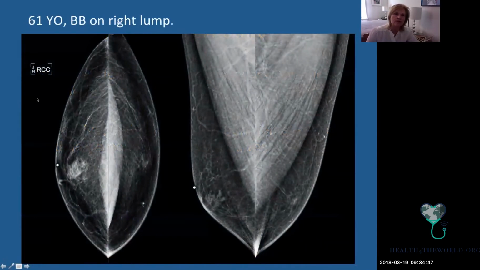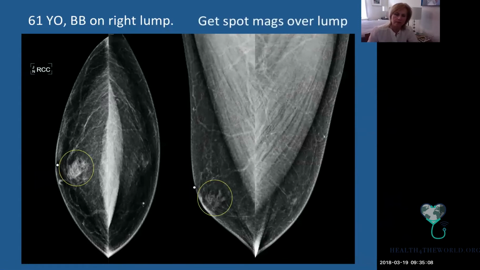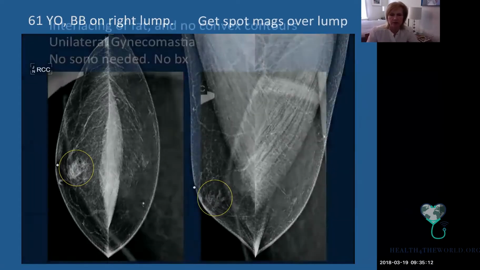So here's an example of a 61-year-old who came in for a lump in the right breast, and we mark lumps with the BB on the skin like this. There's a BB on the skin, and you can see there's what we call a focal asymmetry under the nipple on both of those views. We're going to do some spot magnification views in this area to get a better look, better compression.